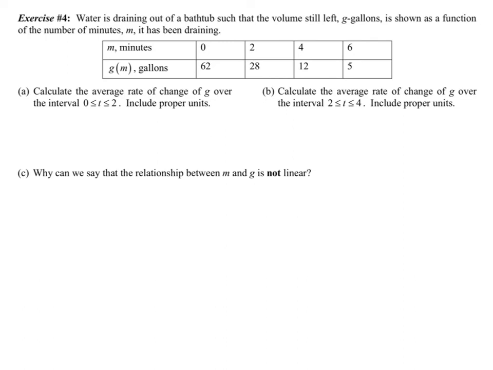Water is draining out of a bathtub such that the volume still left, G gallons, is shown as a function of the number of minutes, M, it has been draining. So calculate the average rate of change over 0 to 2. So our number of gallons from 0 to 2, 62 to 28, has decreased 34 gallons. And from 0 to 2 has increased 2 minutes. So 34 divided by 2 is 17. So it's negative 17 gallons per minute.